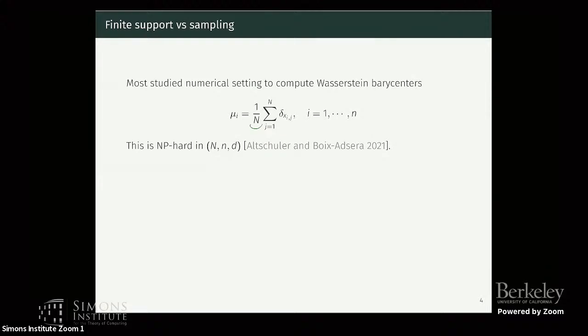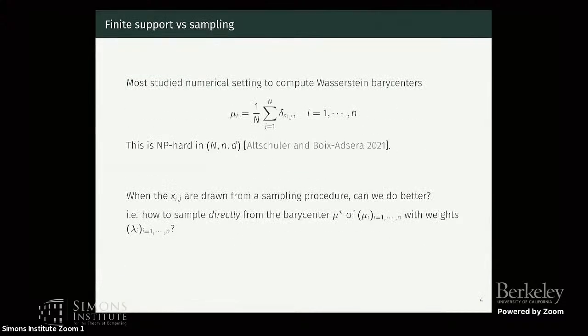And so we're going to try to take another setting where instead we suppose that the xi's above are actually drawn from a sampling procedure. If they are drawn from a sampling procedure, we have more knowledge: we have this actual sampling procedure, or we can create our own. So suppose that we instead have access to, let's say, the grad log of mu i for each of the mu i's. Now, how can we sample directly from mu star having this knowledge?